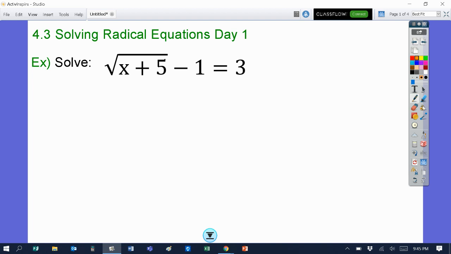Right, so we're going to do 2 examples today. So go ahead and pause your screen and write down this equation. So this says solve the square root of the quantity of x plus 5, minus 1 equals 3.